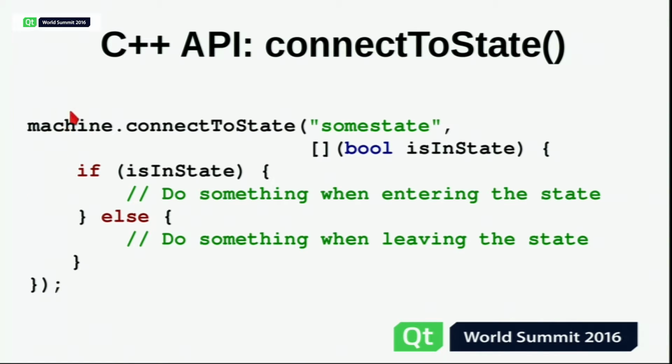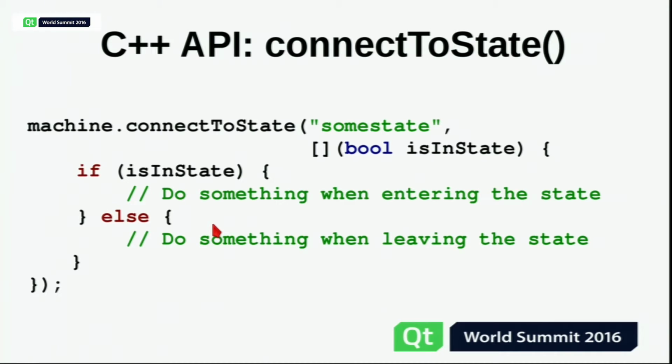So machine would be some SCXML state machine. You do connectToState, and you get a Boolean parameter that tells you if you're entering the state or if you're leaving the state. And this is basically a transition that you're seeing here when you get that signal. Something has happened, right? And so you can check, okay, if we're in the state, we do something. And if we're not in the state, we do something else.